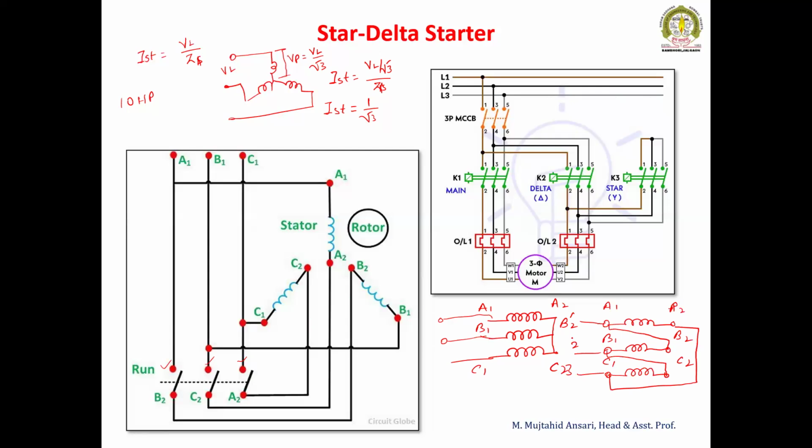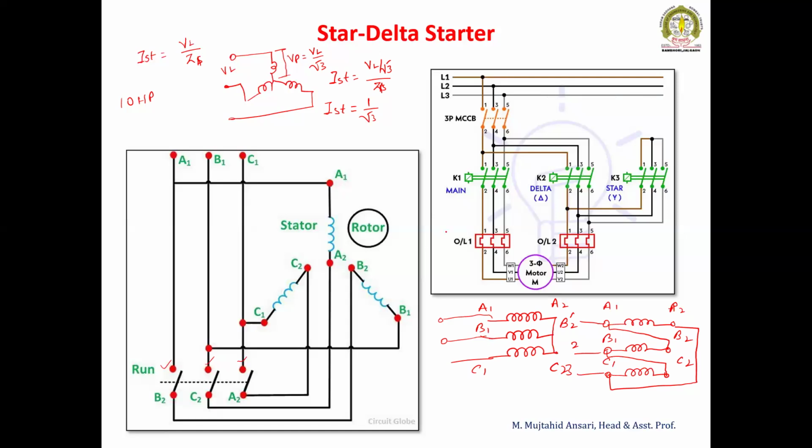So there should be an arrangement in such a way that the motor gets started in star. Once the motor picks up the speed, the starting current will be higher, but it keeps decreasing with the increase in speed. Once the motor current is small, when the motor has picked up the speed, we will change into the delta. So this is called a star delta starter. The motor gets started in star and after a few seconds, it is converted into the delta.